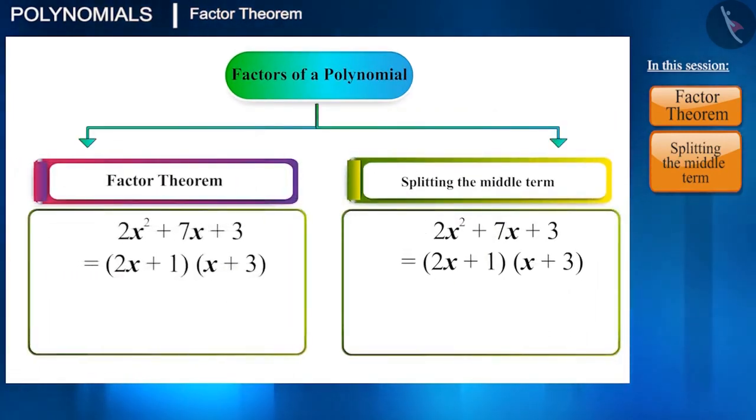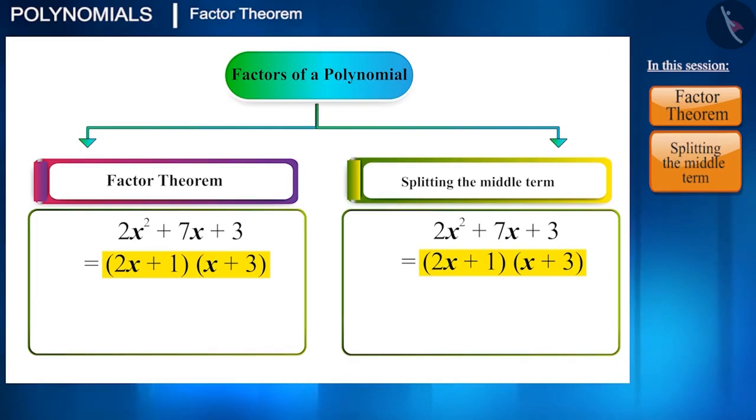So here we can see that in both the situations we get the same factors. You can check whether the polynomial is being reduced to 0 by finding the value of x from both the factors. Friends, that's all in this video.